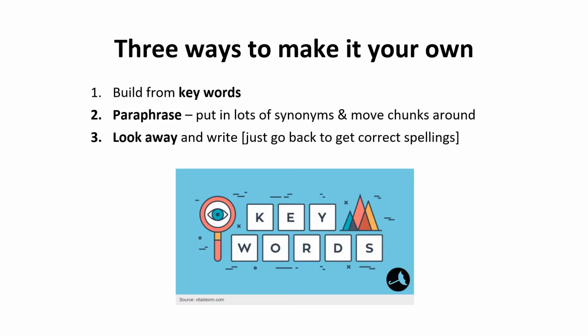Now, how do we actually make writing into our own? We've copied and pasted information from the internet. How do we change it enough so that it's actually our own thinking? Well, there's actually three ways that we can do it. We can either build from keywords, we can paraphrase, which is where we put lots of synonyms in and move chunks around, and we can just look away and write it ourselves afresh, just going back to get the correct spellings. But the big thing about this is that no matter which of these three methods you use, you are going to be noticing which are the keywords, which are the important facts.